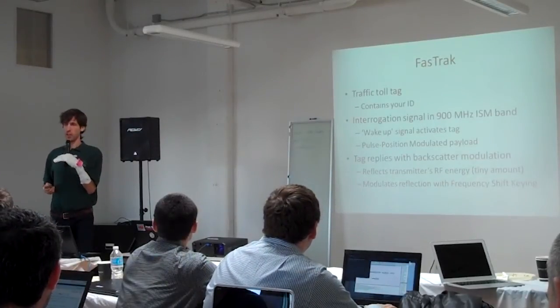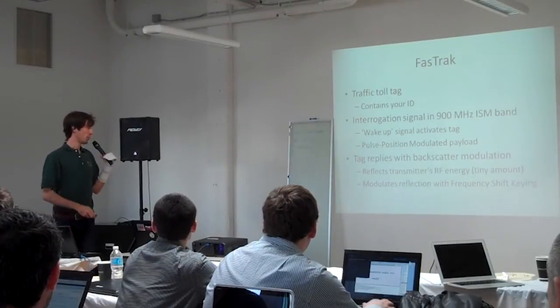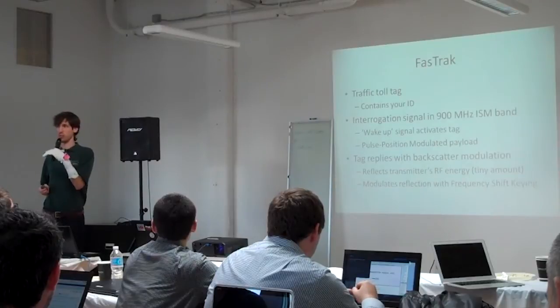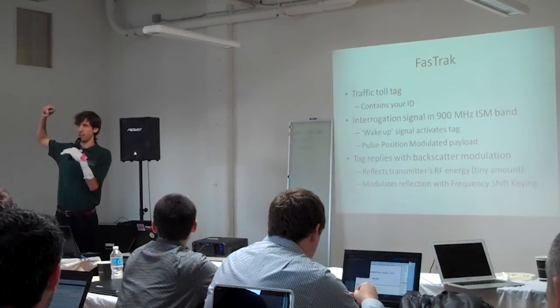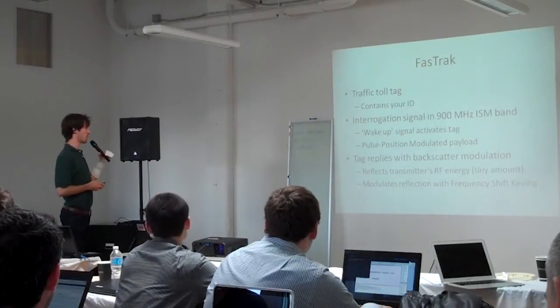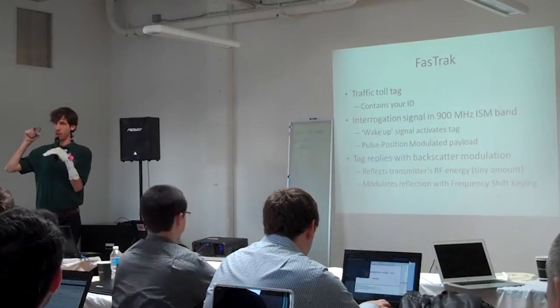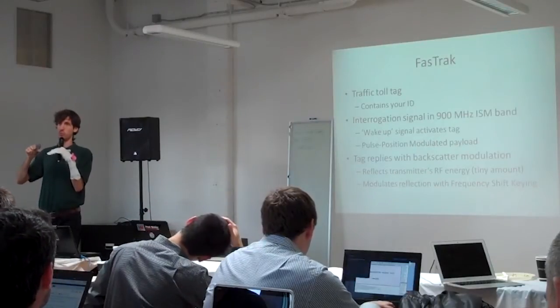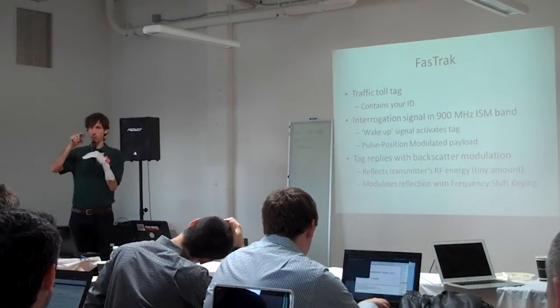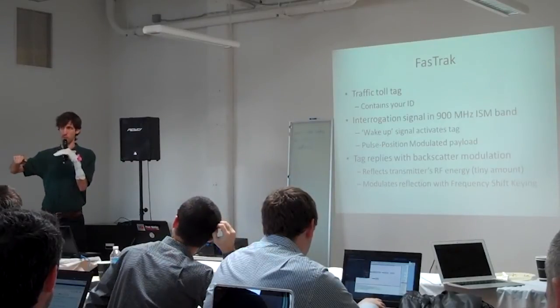The trick here, though, is that the tag is not an active transmitter in itself, and it uses this thing called backscatter modulation. Who's heard of backscatter modulation or anything like that? All right, well, correct me if I'm wrong when I explain it. But, basically, the interrogator will send its pulse position modulated signal, and then it will keep a constant carrier wave active from its transmitter.